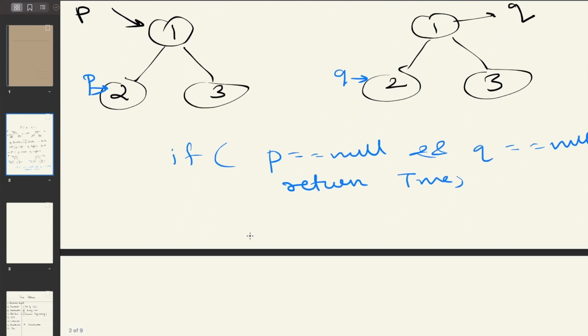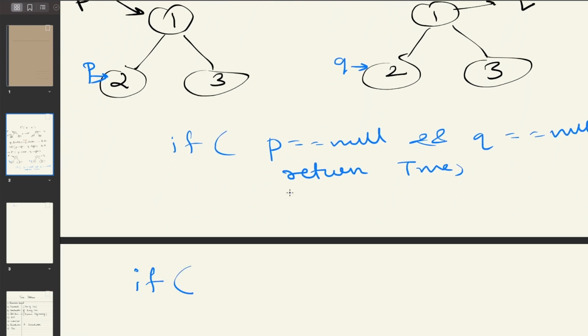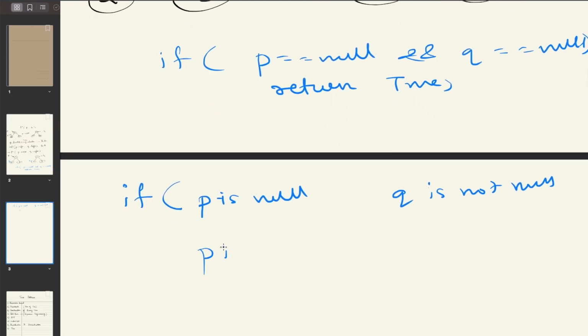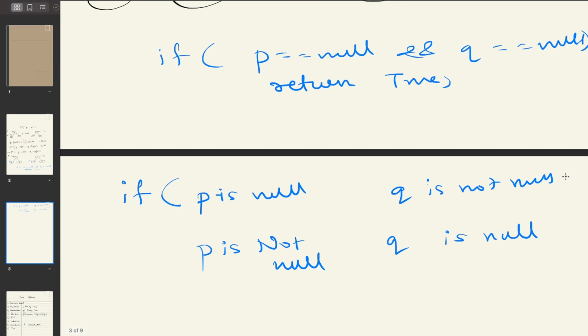Now assume that both of them are not null. It's possible that p is null and q is not null, or else we can have a situation where p is not null and q is null. Can we have that? Yes. If this is the situation, what do you think we should return? We should return false, because p and q are not the same.